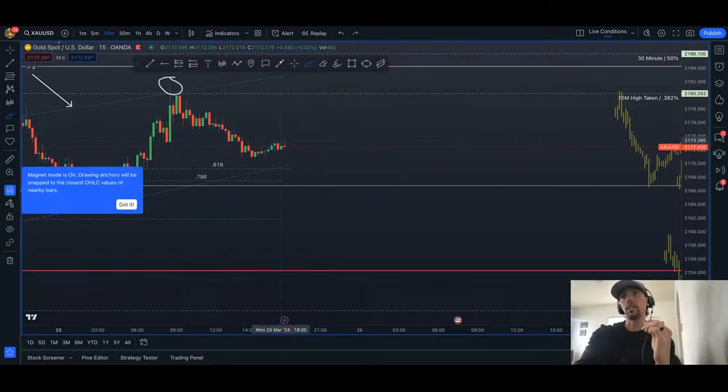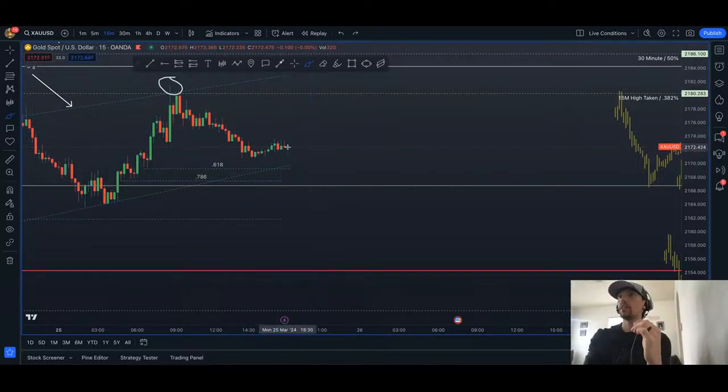What would also be nice is if it dropped down to here, then push back above, grabbing some liquidity before taking off. This would be the low, this would be the pattern. You take the buy just above here to go to the top side.